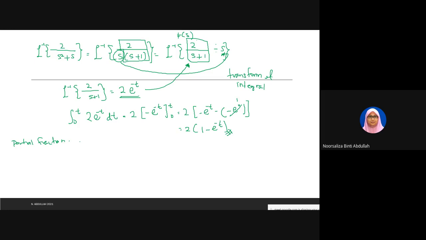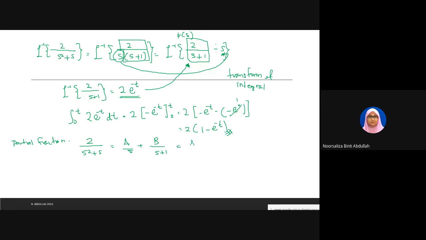Okay, so kalau partial fraction, 2 over S square plus S is equals to A over S plus B over S plus 1. If you are not mentioned to use any method, you can use partial fraction. Then you can find A and B.